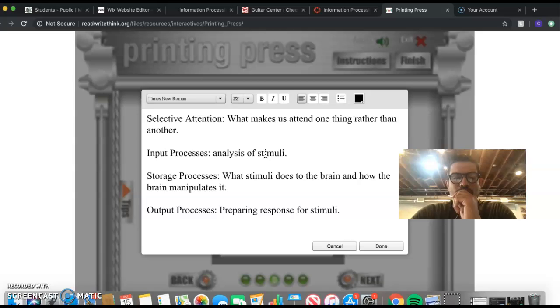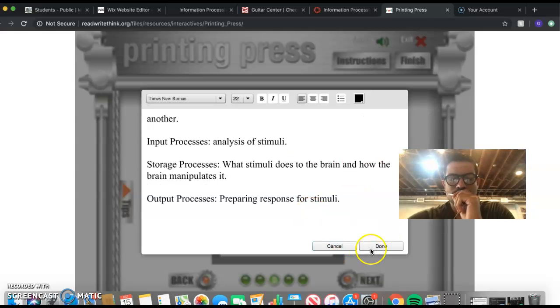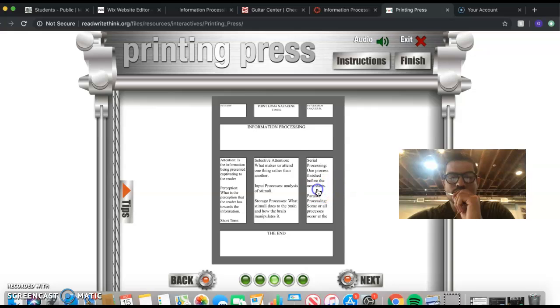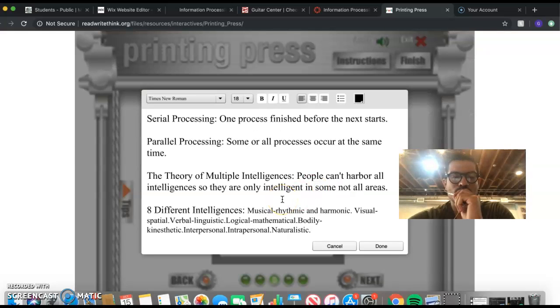The storage process is what the stimuli does to the brain and how the brain manipulates it. It's basically how the brain receives it and what the brain does to understand it. And the output process is basically the response to the stimuli, how somebody responds to the information or to the stimulus. Pretty simple terms. And on to the final four.